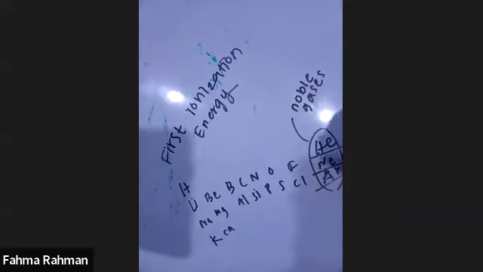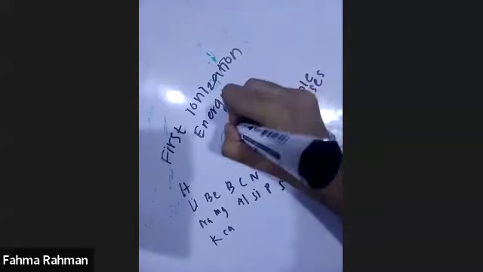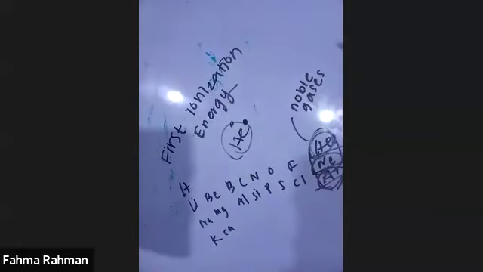So the first ionization energy is very high in helium. In neon, it is very high. In argon also, it's very high. Why do we call it high? Because their last energy level is completed. If you take helium, in the first or last energy level, there are two electrons. The energy level is completed.